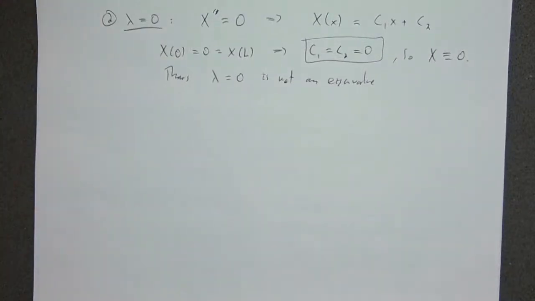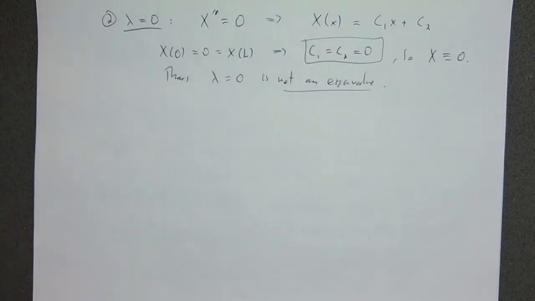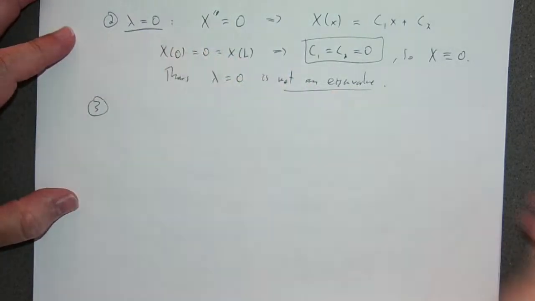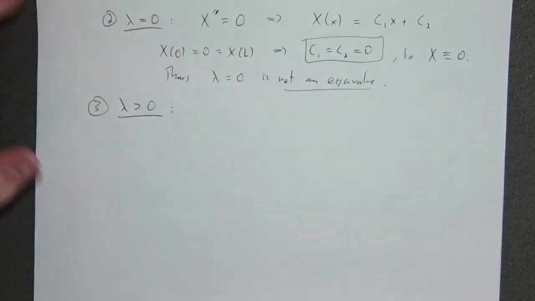Okay. Because if it was, then the resulting eigenfunctions would all be trivial, right? That's no good. That's not what I want. That's not going to give me a basis for anything. And so let's come to my last case here, where lambda is positive.